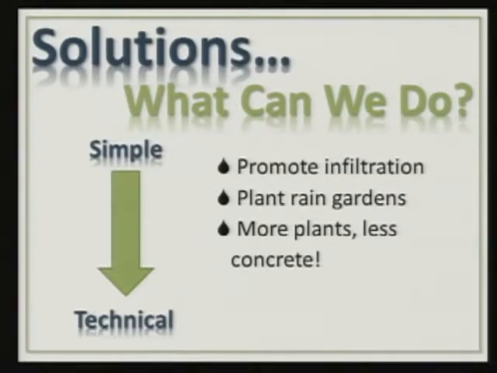So what can we do? What are some of the solutions to the stormwater runoff problem? Well, these can be simple solutions and they can also range to technical solutions. A simple solution is promoting infiltration, or water being absorbed into the ground. We can plant rain gardens. We can plant more trees and have less concrete. That's a simple solution. A technical solution is installing bioretention, and we'll talk a little bit about how that works in a few minutes.